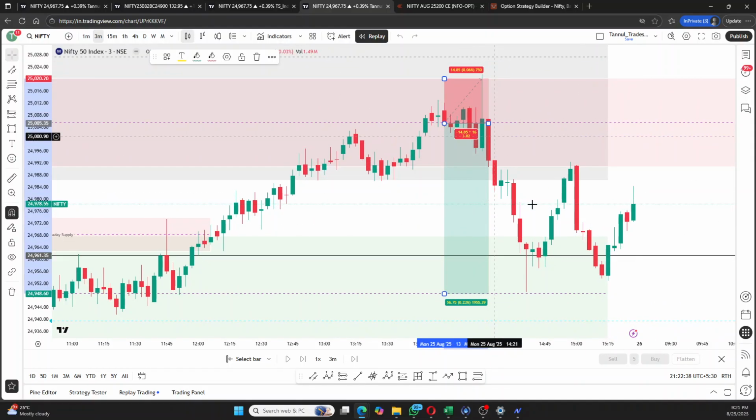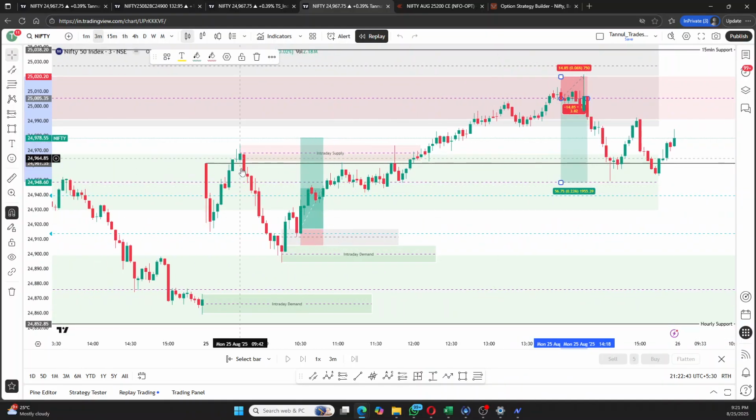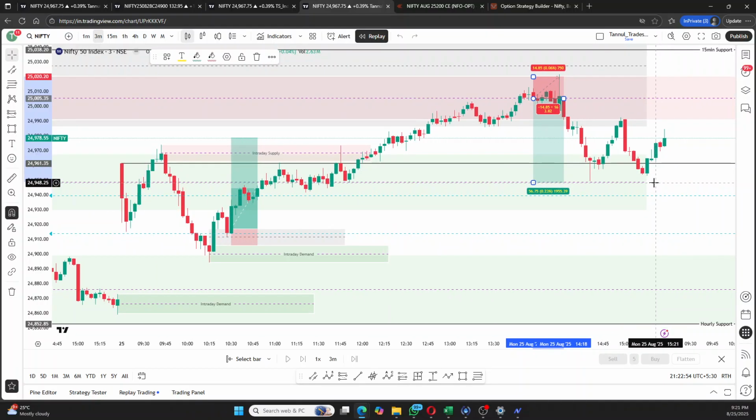I had taken this trade. I missed this bullish trade altogether. I took this bearish trade. I missed this bullish trade, and I had taken this bearish trade myself. So yeah, that being said, that's for the day.